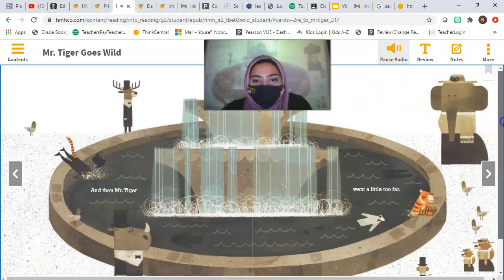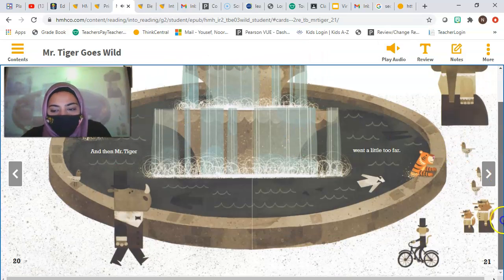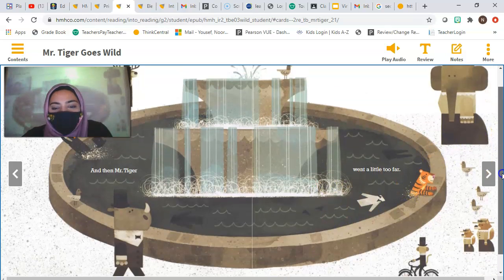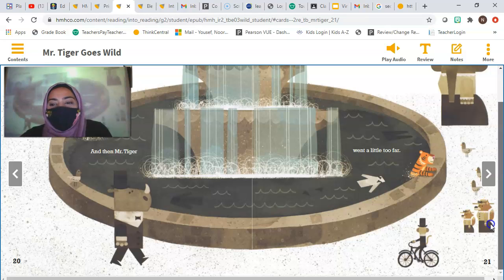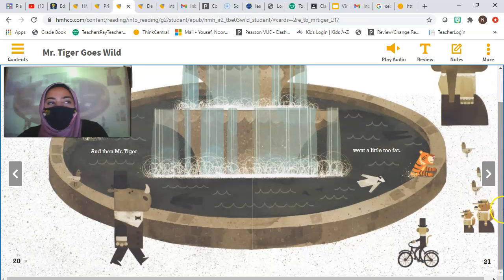And then Mr. Tiger went a little too far. Uh-oh. What do you think he did? What did he do? He went a little too far. What did he do? He jumped in the water fountain to take a swim, and what did he do with his clothes? Raise your hand. What did he do with his clothes? Bernaya? He took his clothes off. Oh my gosh, he's naked.